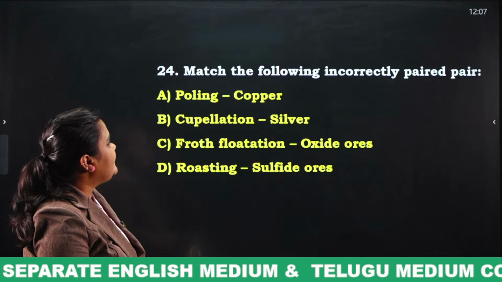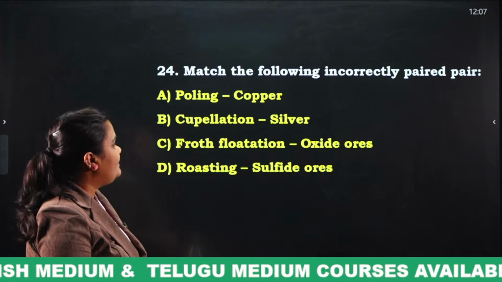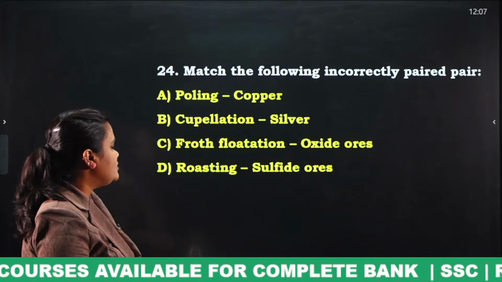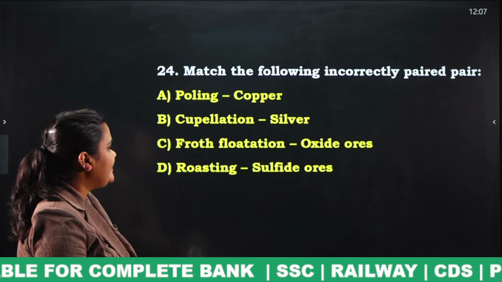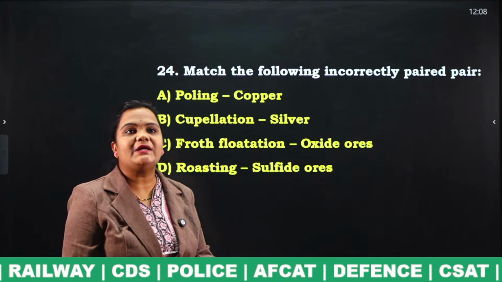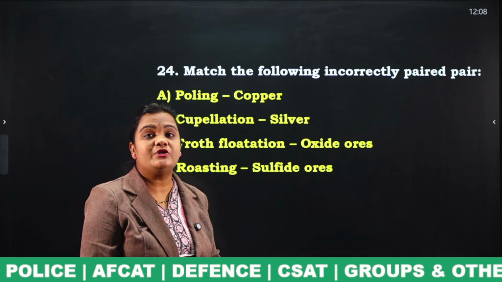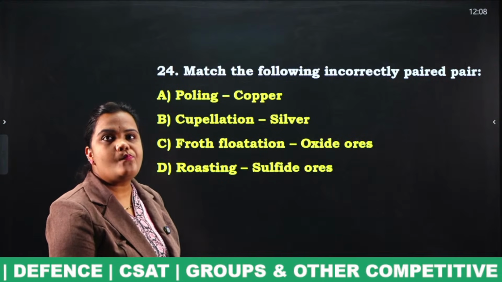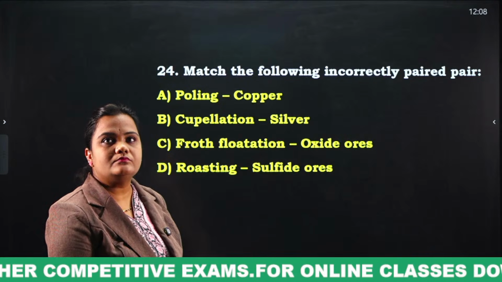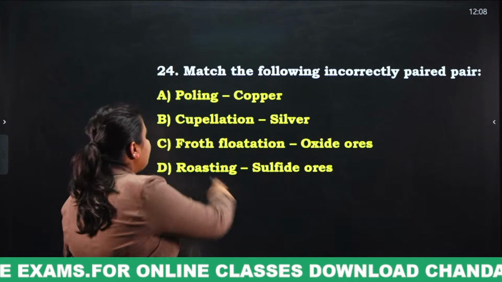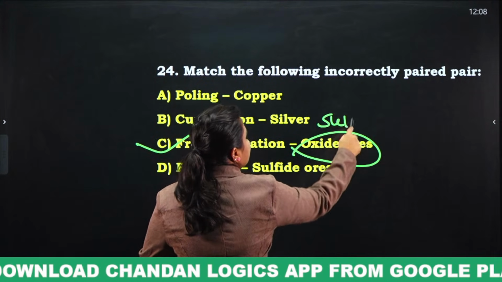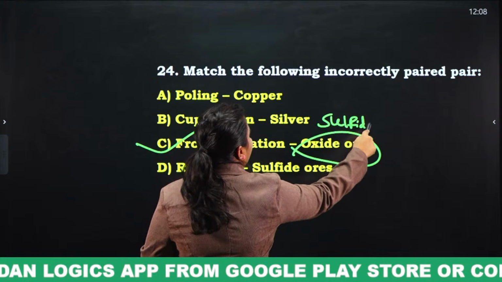Match the following, incorrectly paired pair. Poling, copper; cupellation, silver; froth flotation, oxide ores; roasting, sulfide ores. So, tell me the correct answer, students. Froth flotation. What is the incorrect pair in this MCQ? Okay, and the answer is froth flotation. Why? Because froth flotation is used for sulfide ores, not oxide ores. Okay, sulfide ores.